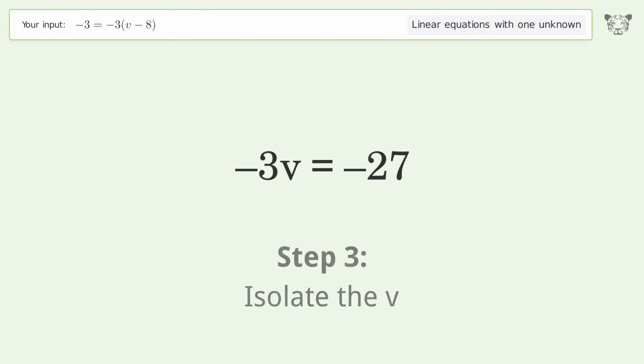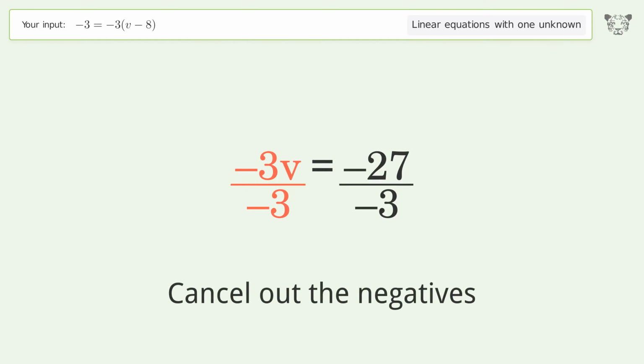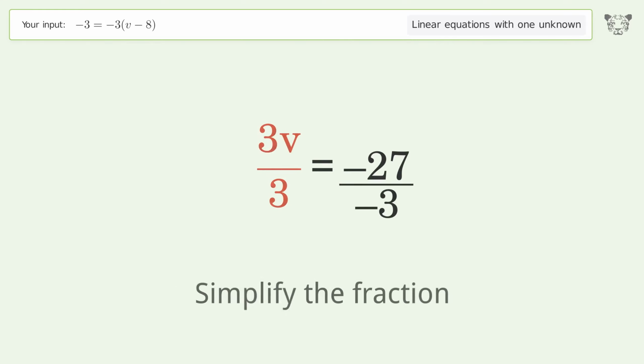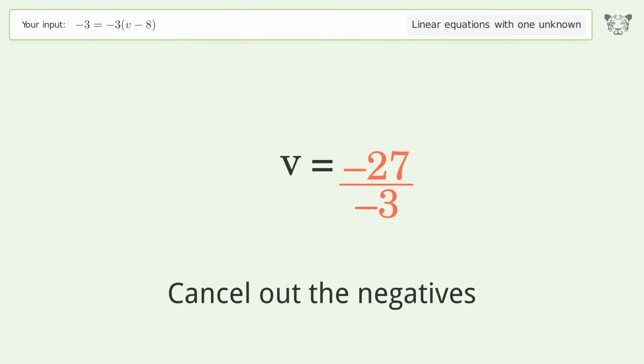Isolate the v. Divide both sides by -3. Cancel out the negatives. Simplify the fraction. Cancel out the negatives.